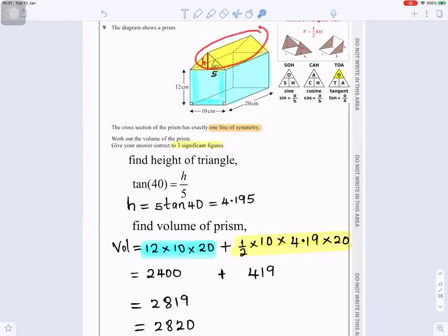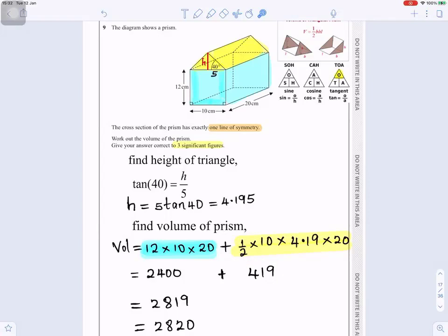So that is the volume of the top prism, plus the volume of the bottom prism. The bottom prism is a cuboid, so it's 12 times 10 times 20, length times width times height. The volume of the whole prism is the volume of the top prism plus the volume of the bottom prism. So that gives you 2,400 for the bottom prism, the cuboid, plus 419 for the triangular prism at the top.